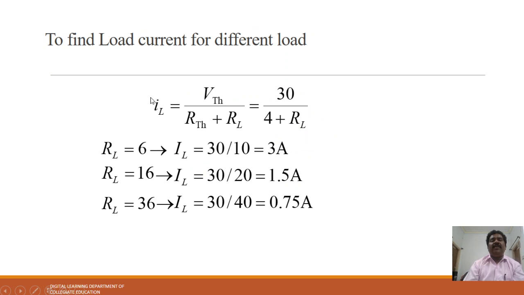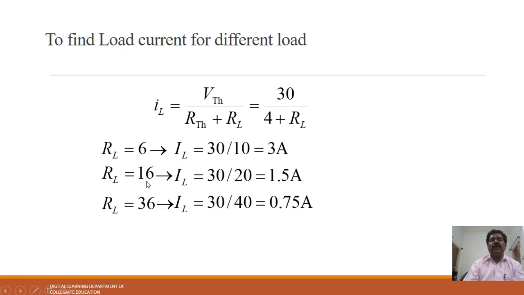Now we can find the load current. IL is equal to VTH divided by RTH plus RL. Already we know VTH is 30 volts and RTH is 4 ohms, plus RL, which is the variable. Let us take RL equal to 6 ohms. IL is equal to 30 divided by 6 plus 4, which is 10. So we get 3 amperes of current when the load resistance is 6 ohms.